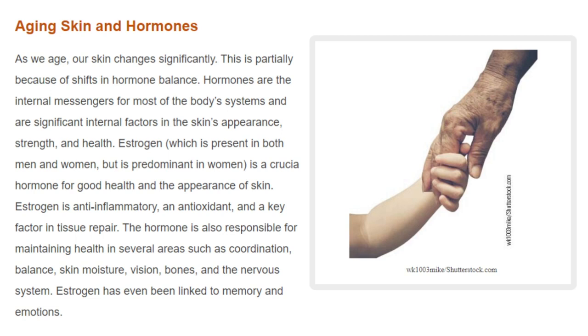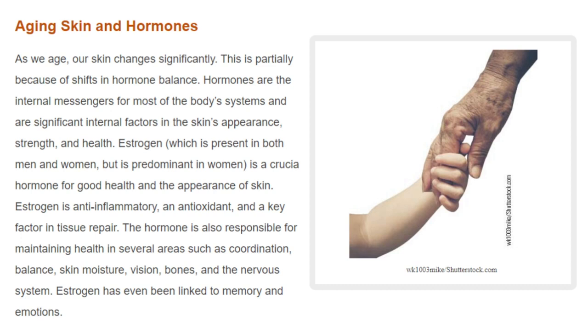Aging skin and hormones. As we age, our skin changes significantly. This is partially because of shifts in hormone balance. Hormones are the internal messengers for most of the body's systems and are significant internal factors in the skin's appearance, strength, and health. Estrogen, which is present in both men and women, but is predominant in women, is a crucial hormone for good health and the appearance of skin.